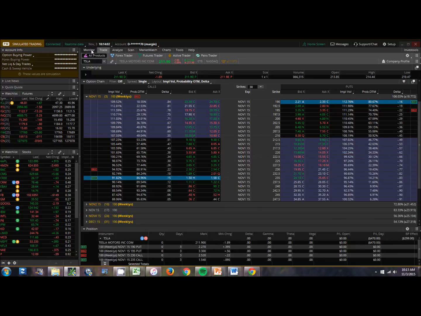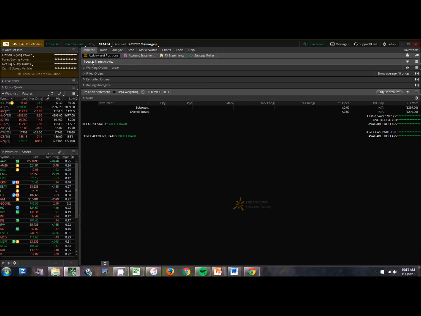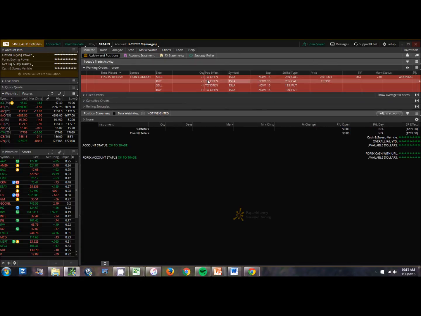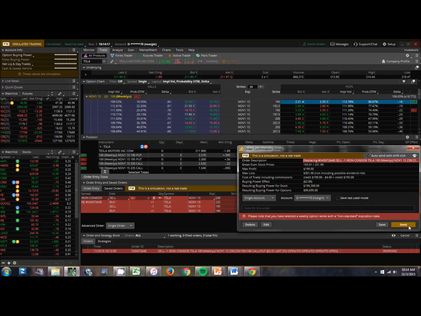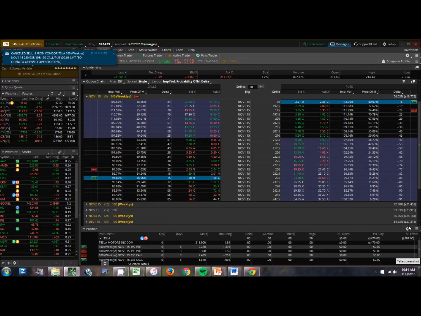Tesla's not the most liquid stock in the world. Even in my paper money account, it can be hard to get filled. So I'm going to cancel replace. Let's go down to $1.99. I think that'll probably get me filled. I want this thing to fill for the purposes of the video. Yeah, I can't even get filled at $1.99.